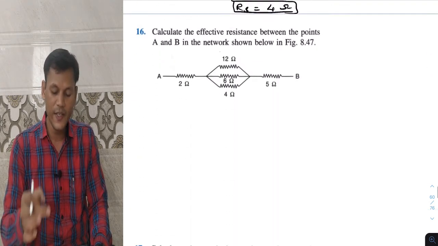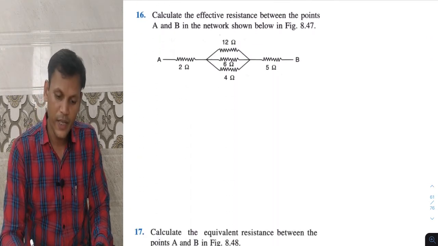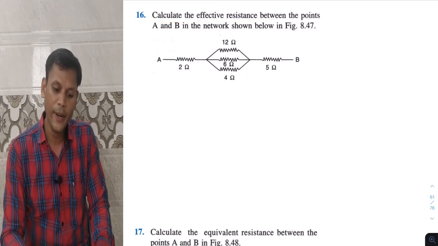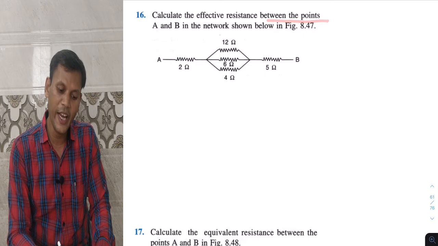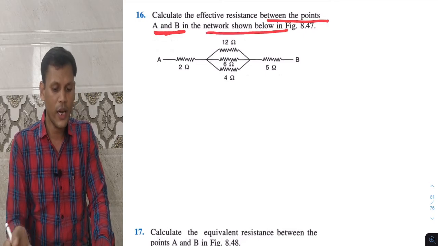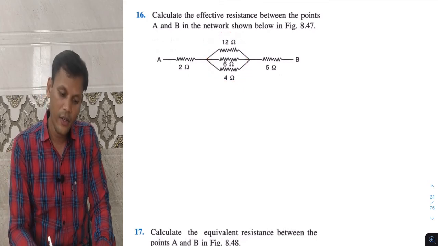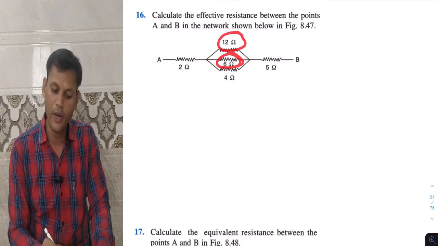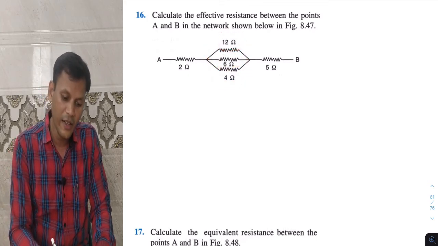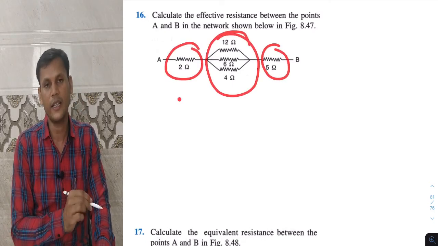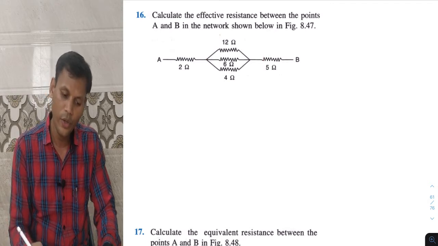Next is question number 16. Calculate the effective resistance between the points A and B in the network. So as you can see, these three are in parallel. 12 ohm, 6 ohm and 4 ohm are in parallel, and then these all and this all are in series. That procedure we have to follow.